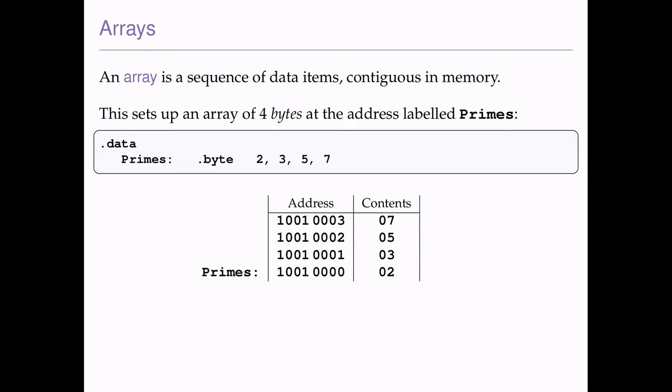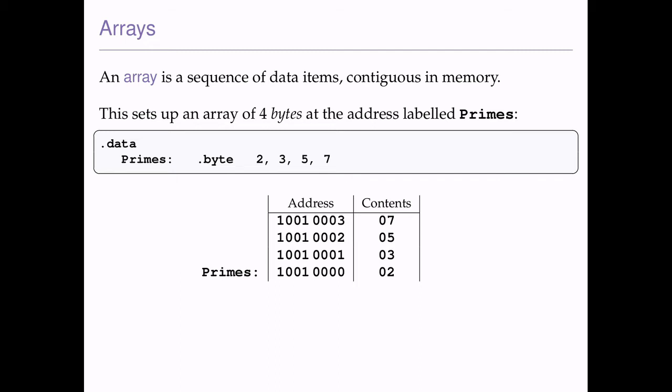So let's have a look at some code that sets up an array. You see here, where we've got the primes label, and we're storing bytes. All you need to do for something to be stored as an array is to write it out with commas between it, and that will let MIPS know this is something that needs to be stored in adjoining addresses, as it were. And you can see here that the first value gets stored in the first address, and you have 2, 3, 5, 7 stored in the neighbouring addresses.